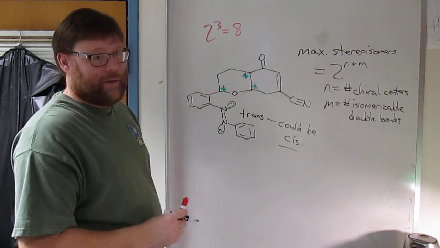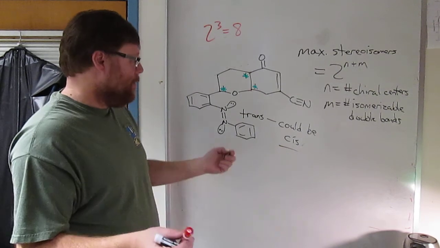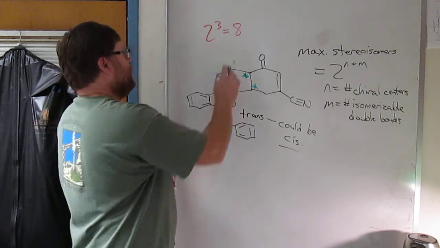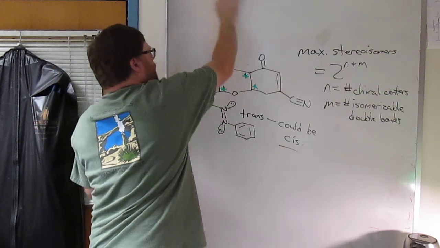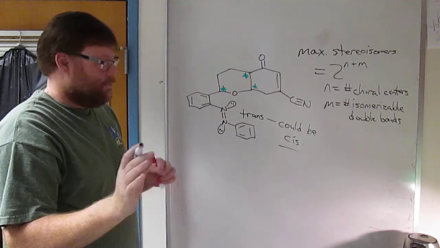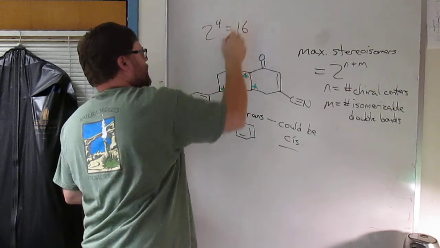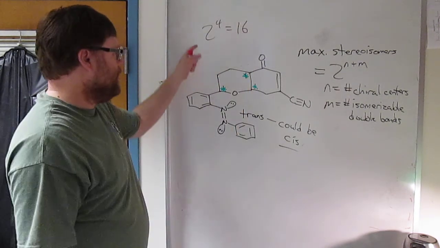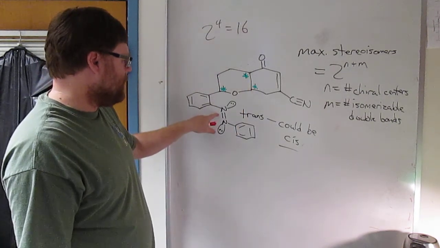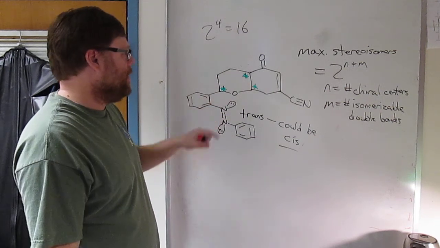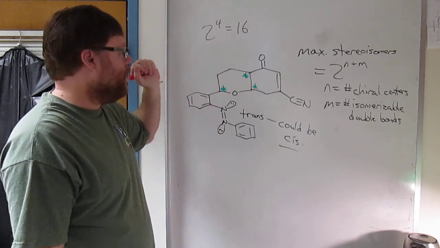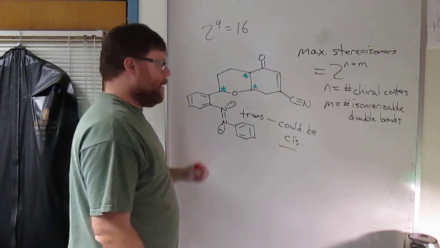What about the double bond in the ring? This is tricky, and you may not have gotten this. If you answered 2 to the 3 equals 8, you're on your way. If you answered 2 to the 4 equals 16, you're correct. The answer is 2 to the 4. There's 1 isomerizable double bond, there's 3 chiral centers, so 2 raised to the power of 4, 16.